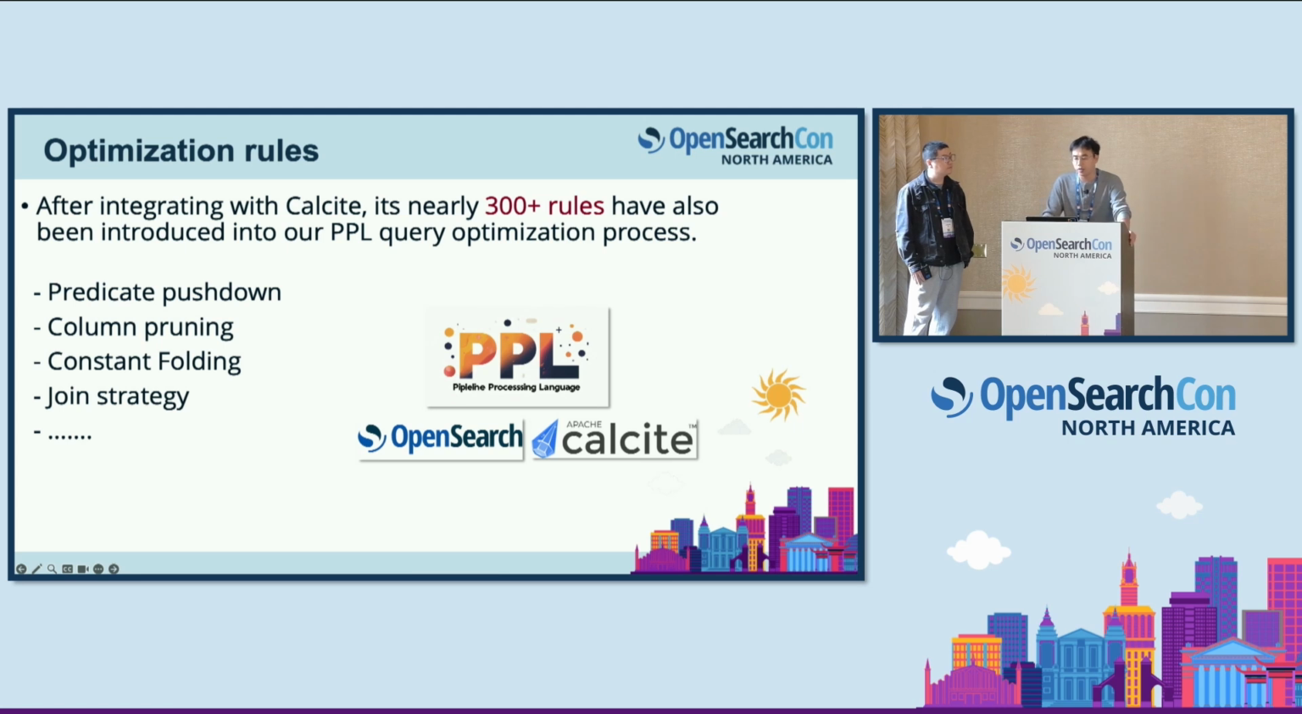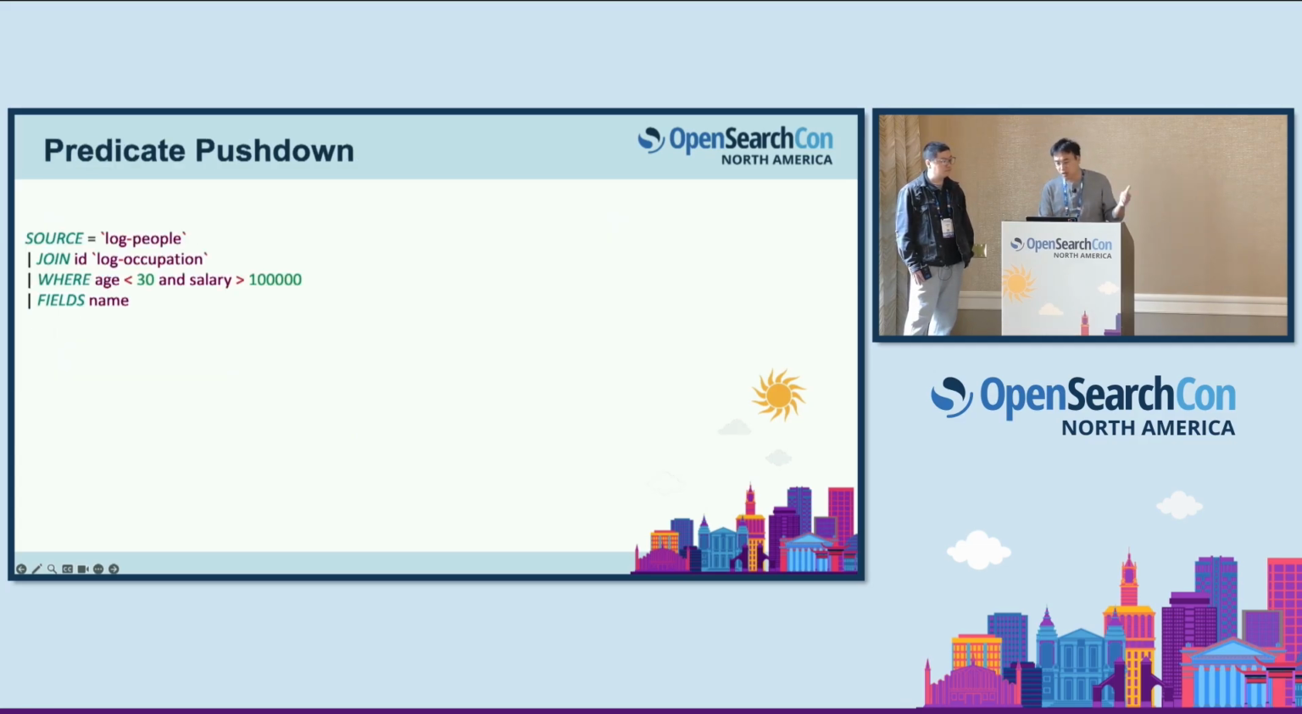After integrating with Calcite, nearly 300 rules have been introduced into our PPL optimization process. It includes some of the most commonly used but very efficient optimization rules, like predicate pushdown, column pruning, constant folding, join strategy, and so on. I will introduce some of them and how they affect the cost of our plan in the following pages. The first one is about predicate pushdown.